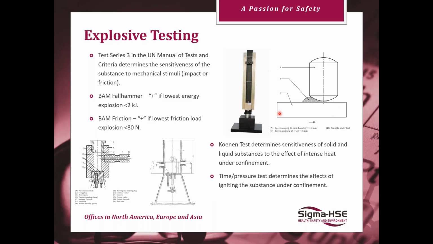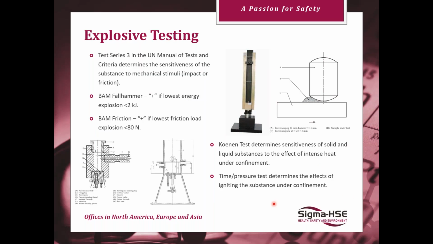So both these BAM Fall Hammer and friction tests have results consisting of no reaction, decomposition, normally characterized by a change in the color of the sample, or explosion. Generally, each trial in each of these tests consists of 6 attempts, with each trial getting progressively less in terms of frictional load or impact energy.